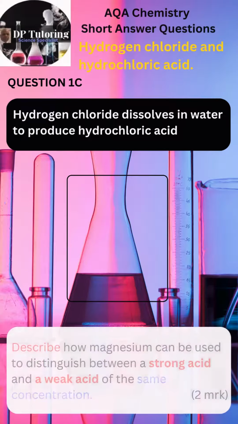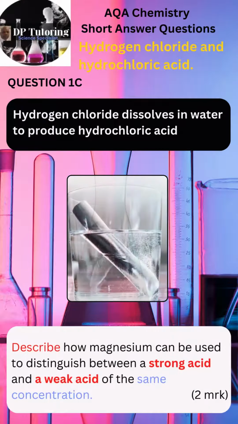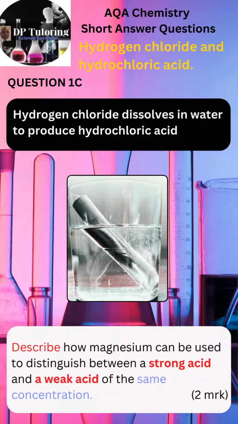In part C, you were asked to describe how magnesium can be used to distinguish between a strong acid and a weak acid of the same concentration. This is a very good example of checking your understanding of the reactivity of metals. A diagram is on screen to help you think about the question.